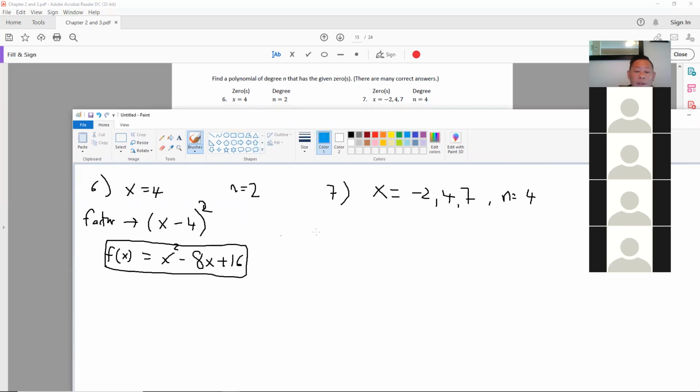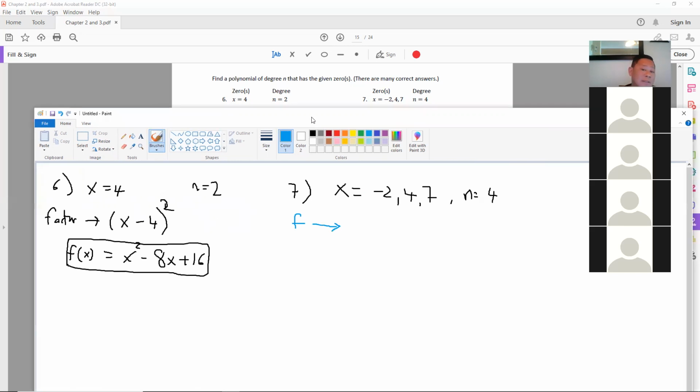Question number 7. Can you also write this in the factor form? How many zeros are given in question 7? 3. So can you write that in a factor form? x plus 2, x minus 4, x minus 7. Yep.